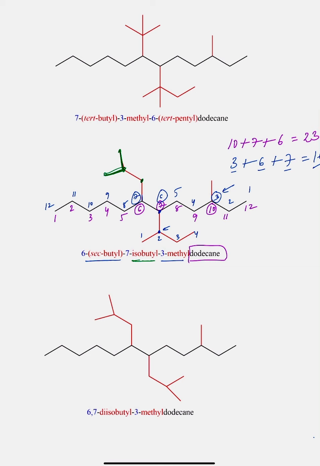Now how to arrange these substituents along with their locants in front of the suffix? So for that, what do I need? I need to look at the alphabetical order. Now in secondary butyl, I look at B, I don't look at S. And in isobutyl, I look at I because that's an exception. And methyl, I look at M. Now tell me which comes first. B comes before I and I comes before M. That's why this substituent is written first, and then isobutyl, and then methyl.